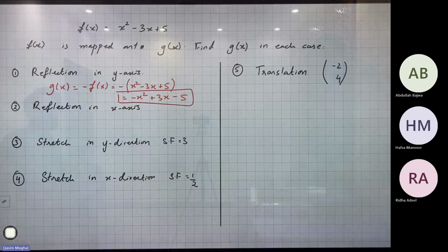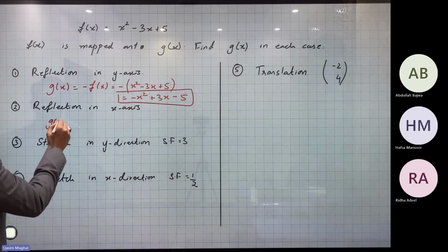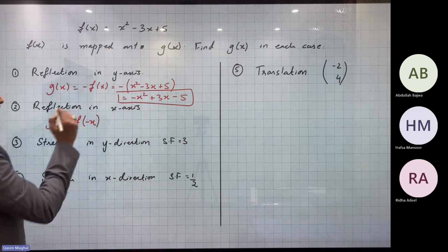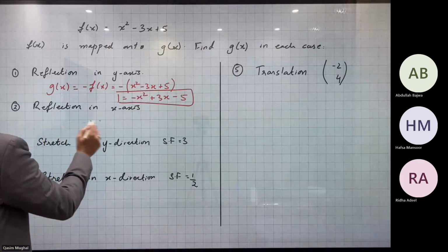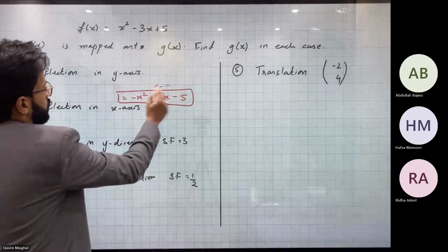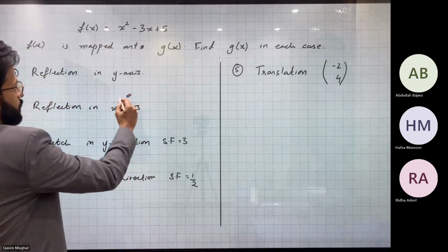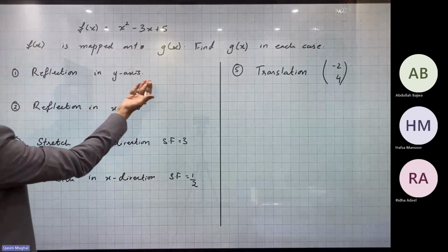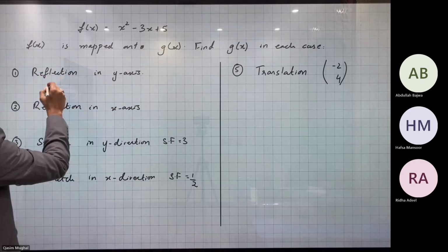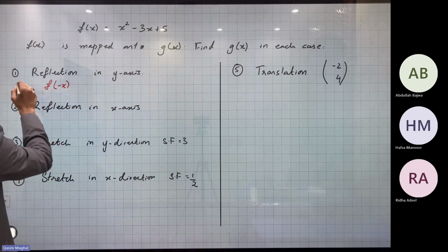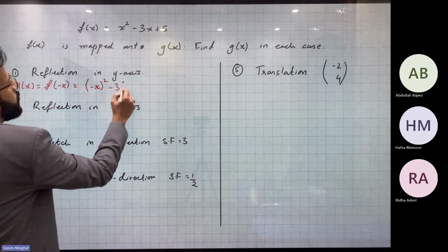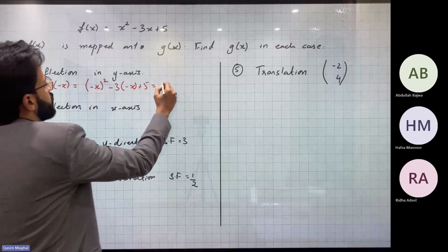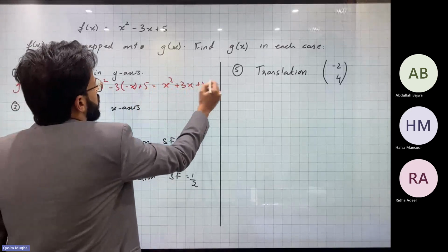ये आ रहा है ऐसे ही. Reflection in x-axis. So g of x will be f of minus x. हॉरिजॉन्टल अब x एक्सिस के अंदर, ओह उल्टा कर दिया मैंने, उल्टा कर दिया. ये नीचे हो जाएगा था. दिस इज रिफ्लेक्शन इन y एक्सिस, तो ये हॉरिजॉन्टली रिफ्लेक्ट हो रहा है, तो ये होगा f ऑफ माइनस x मीन्स minus x squared minus 3 into minus x plus 5, which will be x squared plus 3x plus 5.